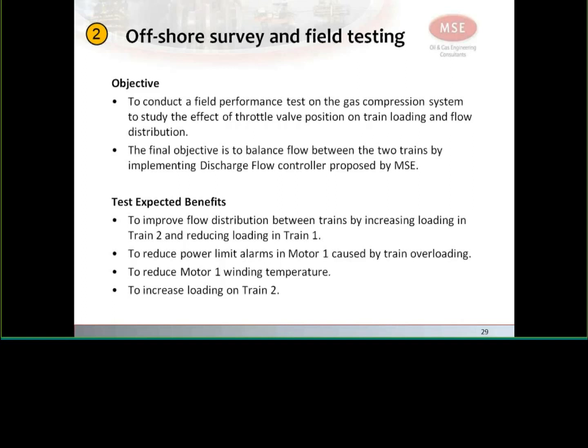The motor has had high winding temperatures for train 1 because it has been hitting the power limit for a long time during operation. If we do end up evenly distributing flows, the motor winding temperatures will come down. It increases the reliability of the motor windings, the motor, and the train itself. And we increase the load on train 2, therefore bringing it out of recycle and not wasting energy recycling a train when you have enough load to operate two trains in parallel.